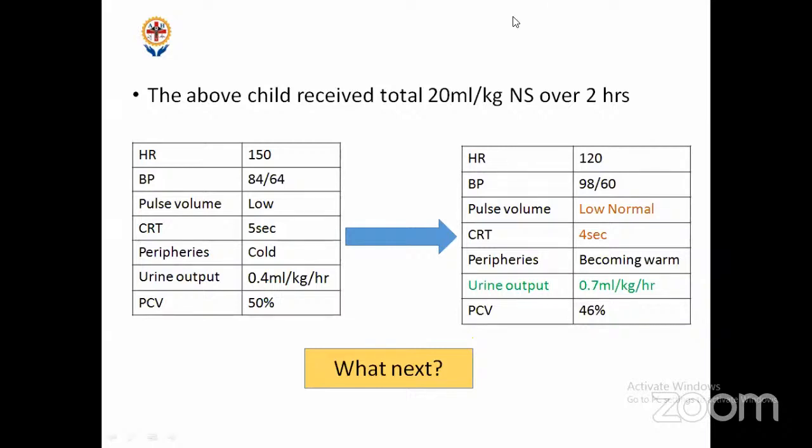So these are the vitals after 2 hours. You can see a dramatic improvement in BP. Pulses are better, CRT is improving, peripheries are becoming warm, urine output is good, PCV is coming down. So what do you want to do now? You have given 2 boluses and your vitals are improving. So what do you want to do now?